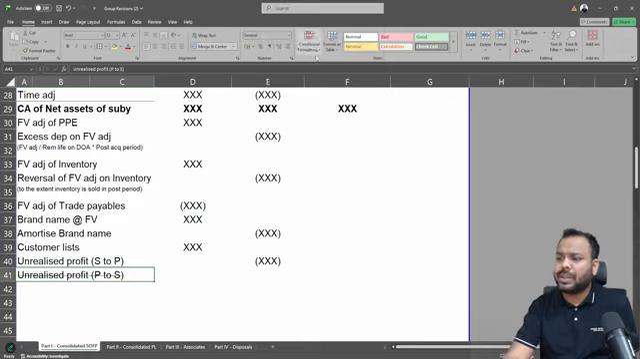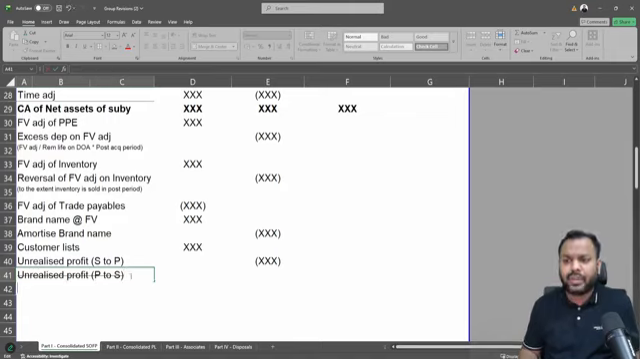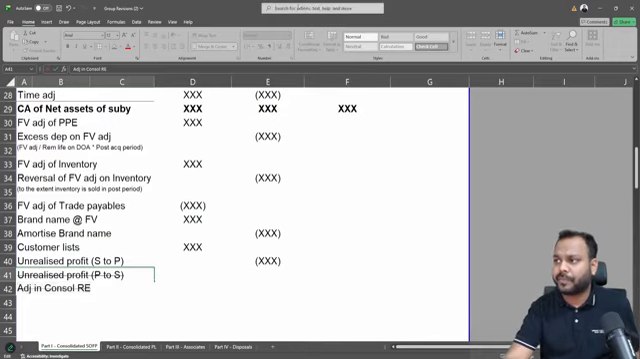But the question comes, where will you adjust the unrealized profit from parent to subsidiary? Adjust in consol RE, because that's the profit of parent.